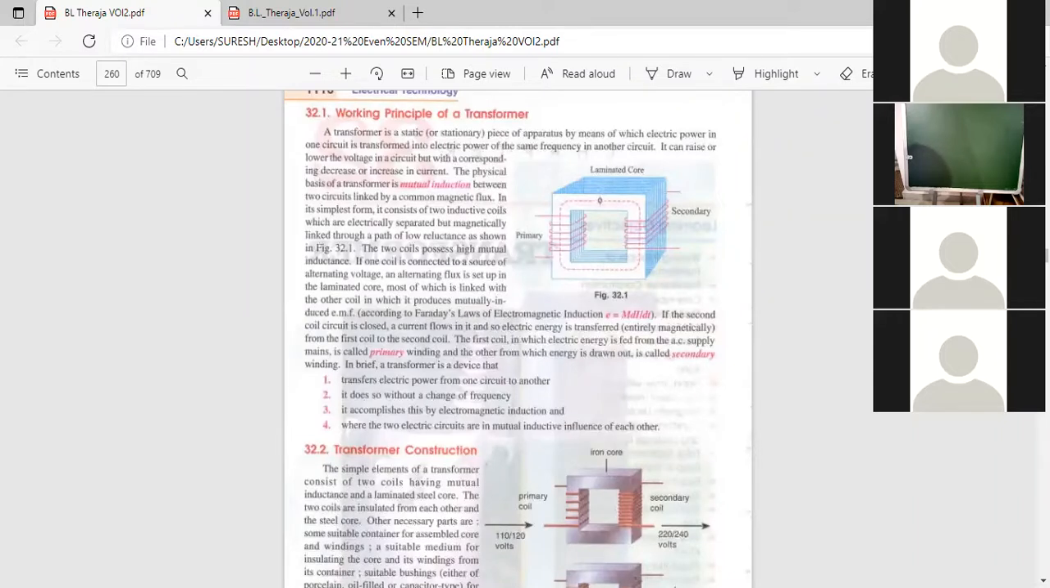Before going further, the principle in a transformer is mutual induction. See, it is given here in red color. I am pointing with the cursor, see on the screen: mutual induction. The principle in a transformer is mutual induction. But what is this mutual induction? I will explain it on the board.